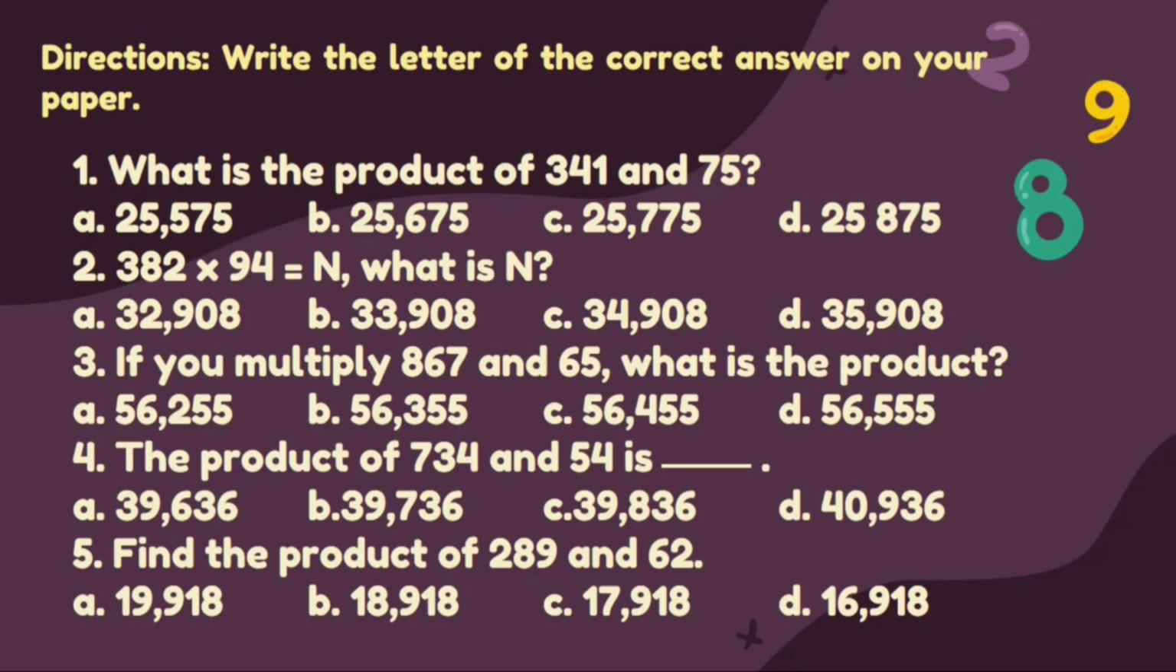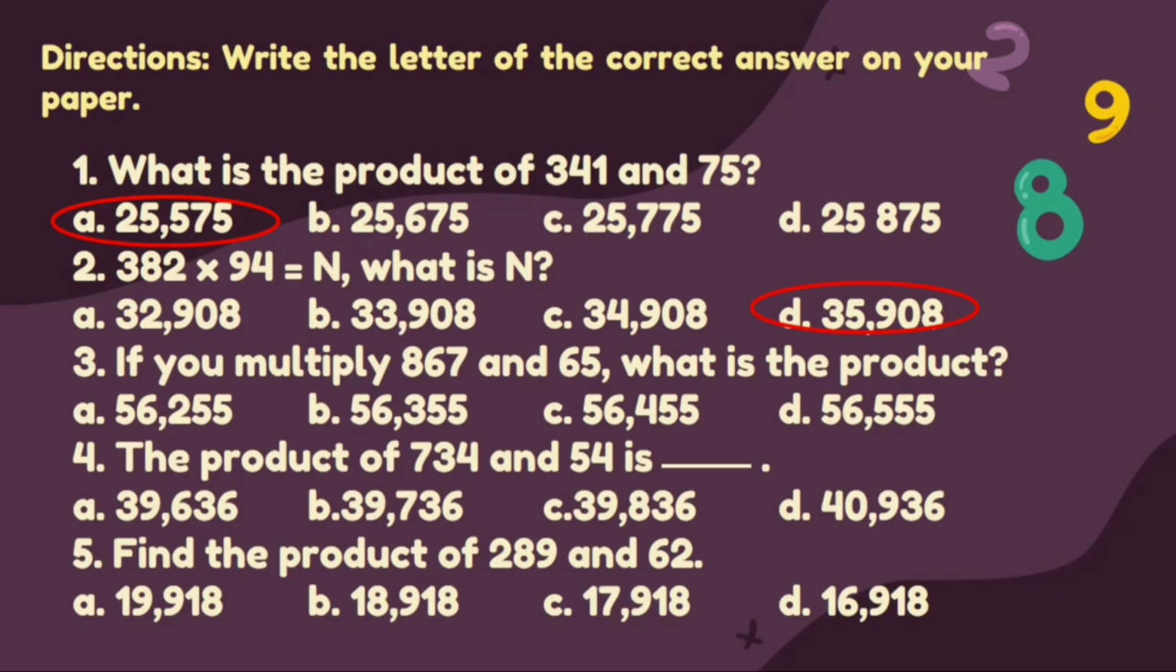Now it's time to check your answers. Number 1. What is the product of 341 and 75? Letter A. 25,575. Number 2. 382 times 94 is equal to n. What is n? Letter D. 35,908.